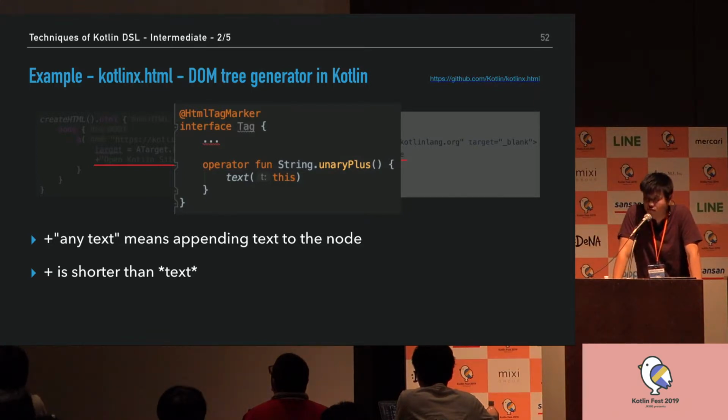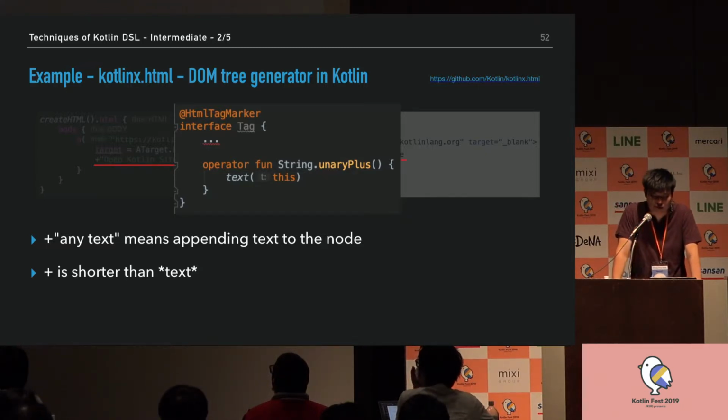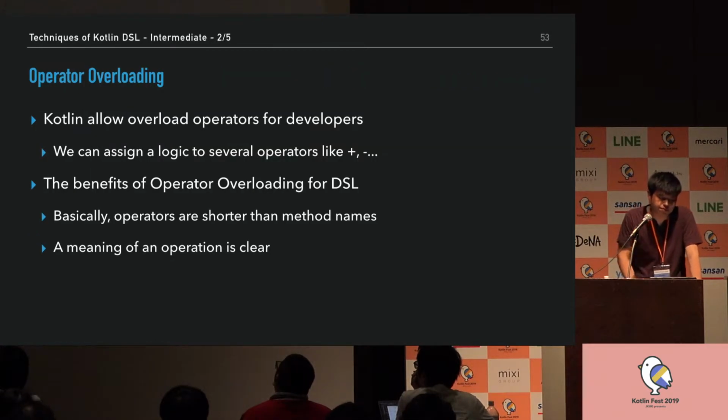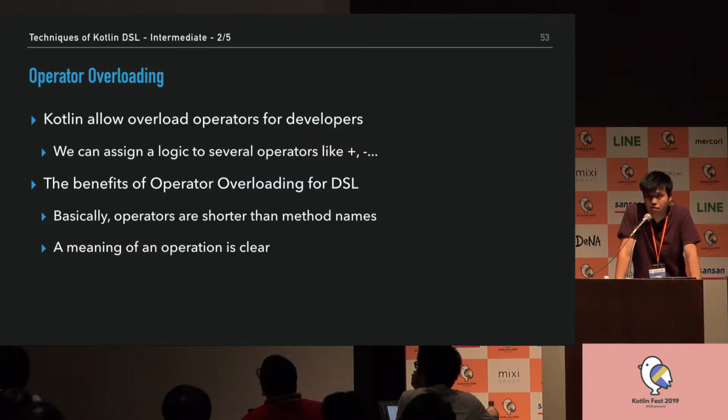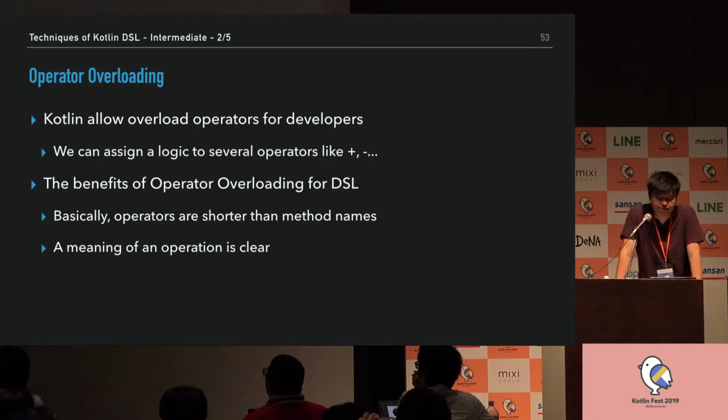This is actualized by overloading a unary plus method over string. It can represent a meaning of appending operation, and we do not need to type a long method name. This is called operator overloading. Kotlin allows overloading operators like plus, minus, and so on for developers. So we can assign our own logic to predefined operators.